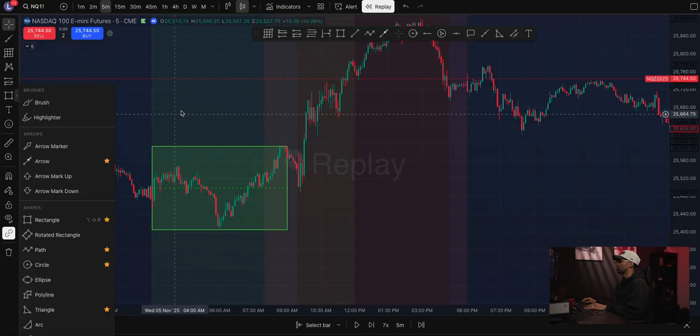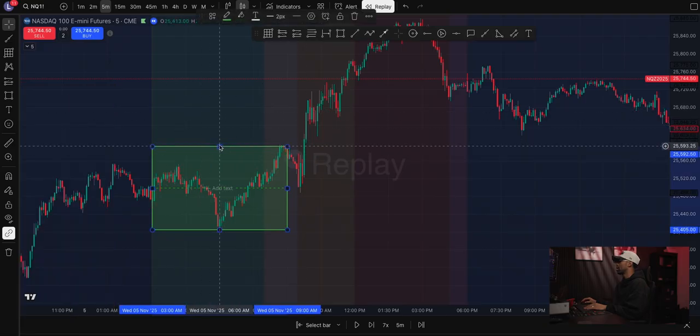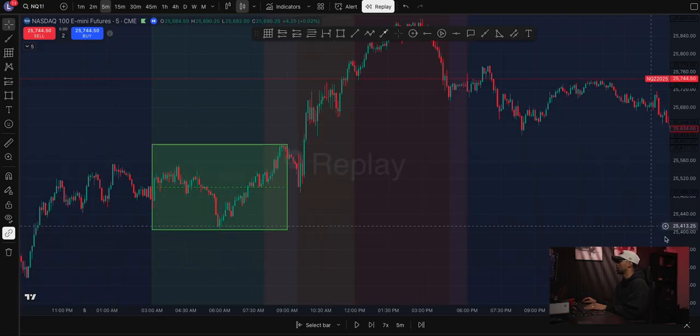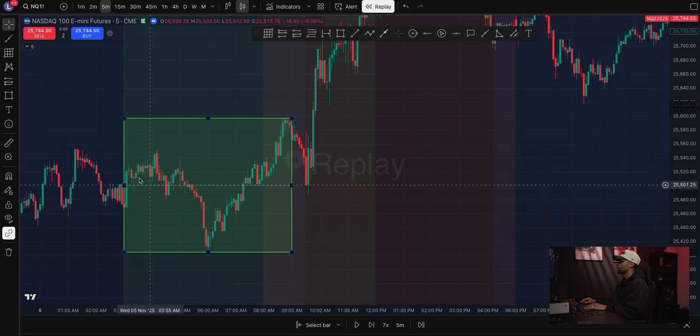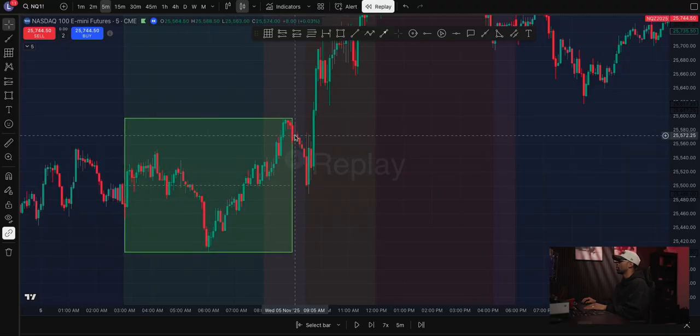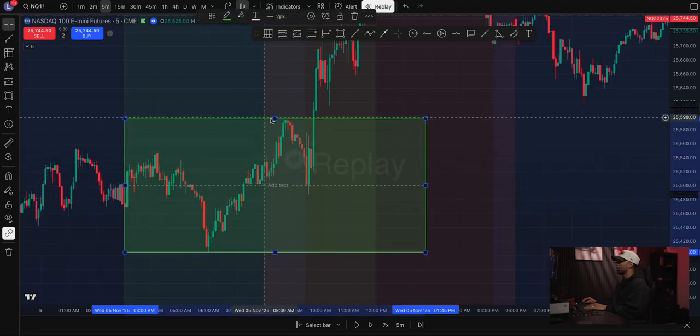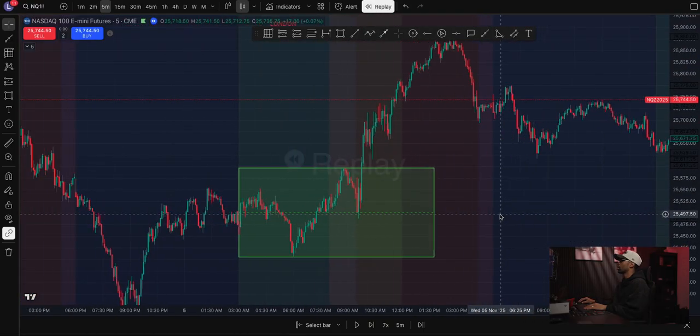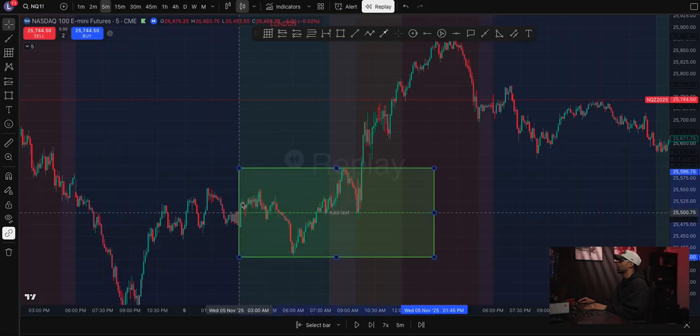So what we're gonna do is mark the high and the low of London session. The start of London is here, and the 9 o'clock candle is the end of London session. We're just gonna move this right on over. So we have our high here and we have our low here. As you can see, the market is going sideways within London session.